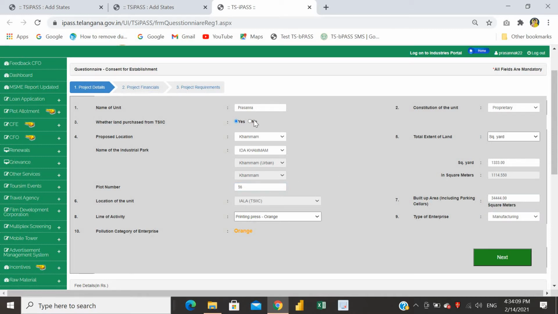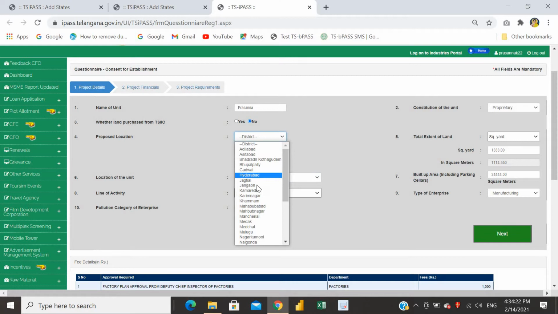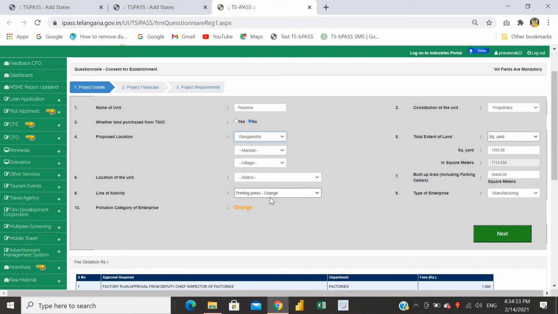If my plot is an individual plot and not in an industrial estate, I just furnish the information that my land is not purchased from TSIIC. Now for the proposed location, I have to give the location of the unit, meaning the district. I'm going with the highly potential district Rangareddy, because I want to show one particular field which is applicable to only a few of the districts. So I'm taking that district now.